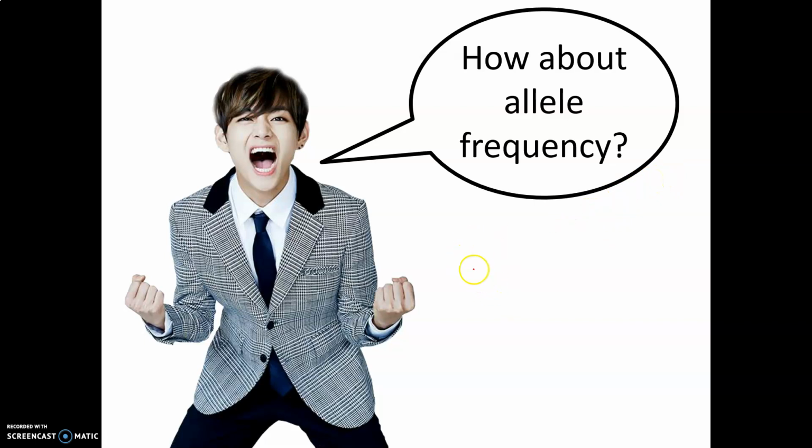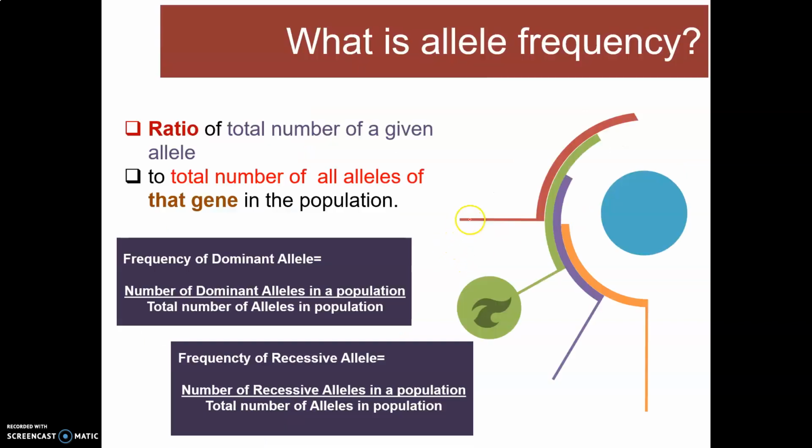Mamak ni memang tak sabar nak belajar. So, macam mana pula allele frequency? Allele frequency, ini kita tahu. We have two types of alleles. The first one is the dominant allele, and the second one is the recessive allele. Jadi, untuk cari the frequency of dominant allele, kita kena bahagi the total number of dominant allele in the population, we divide dengan the total number of alleles in the population. That is for dominant allele.